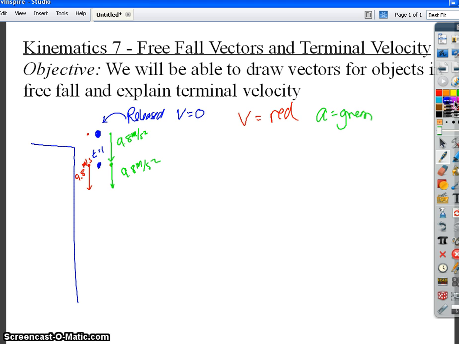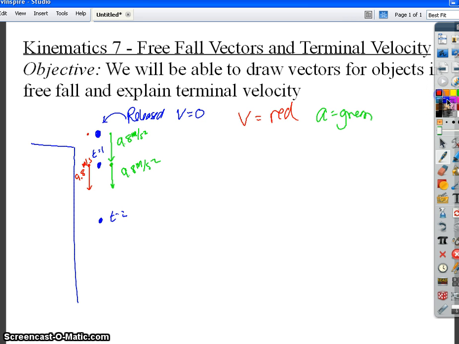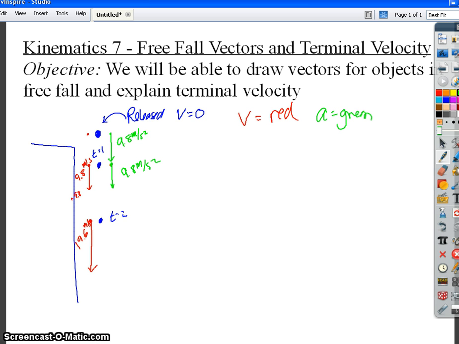So let's go to t equals 2 now. After 2 seconds, it is going to gain even more speed, and this is going to be a bigger velocity vector, and this is going to be 19.6 meters per second because it gained another 9.8 onto this one. So it's 19.6 meters per second, and the acceleration is still going to be 9.8 meters per second squared. So it's still going to be the same thing.